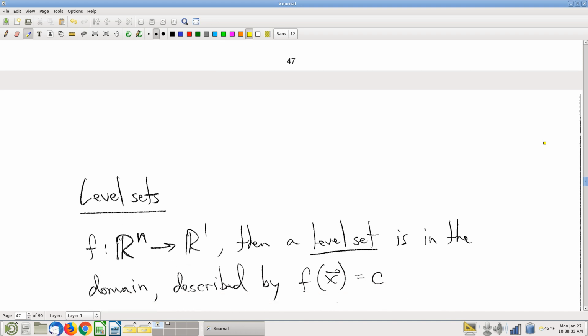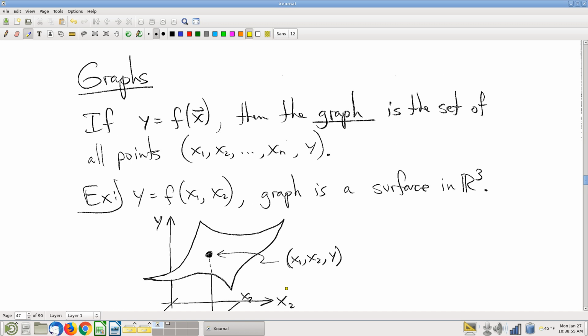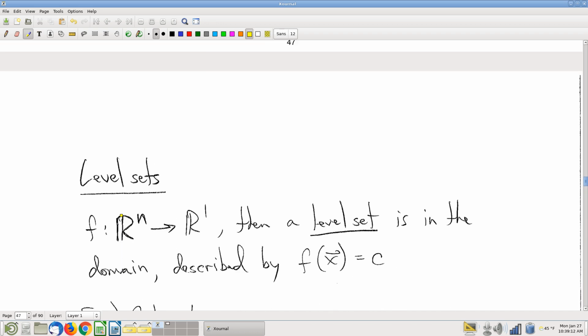So here's the definition. Given a function from Rn to R1, a level set of that function is the set of solutions to that equation. You just take the values of the function and set them equal to a constant. By contrast, graphs do not do that. Graphs take the function, but they don't set it equal to a constant. You set the function equal to a new variable that then becomes a coordinate in this now n plus 1 dimensional picture. So what we're doing here is very, very different.